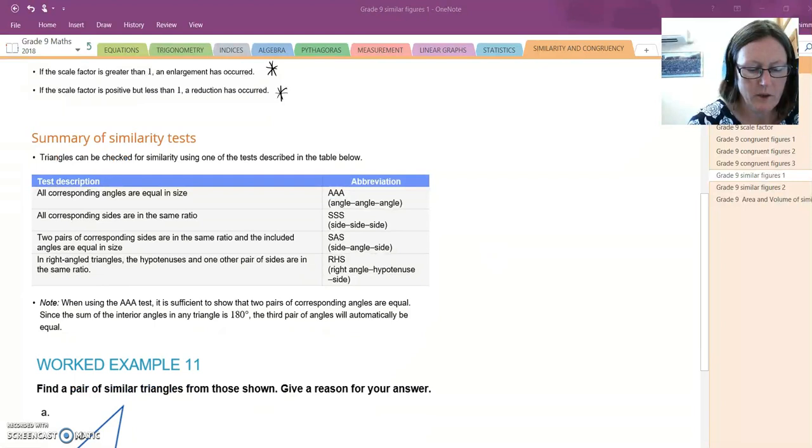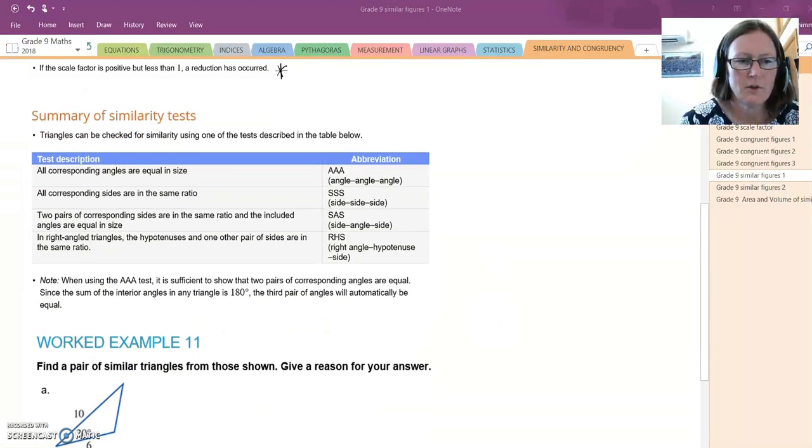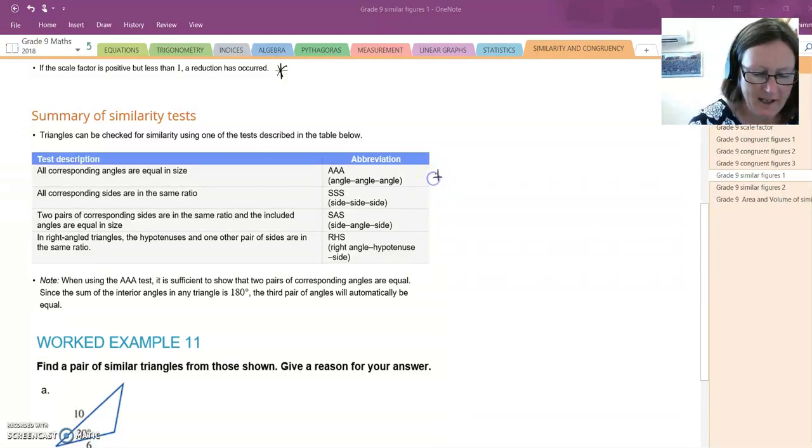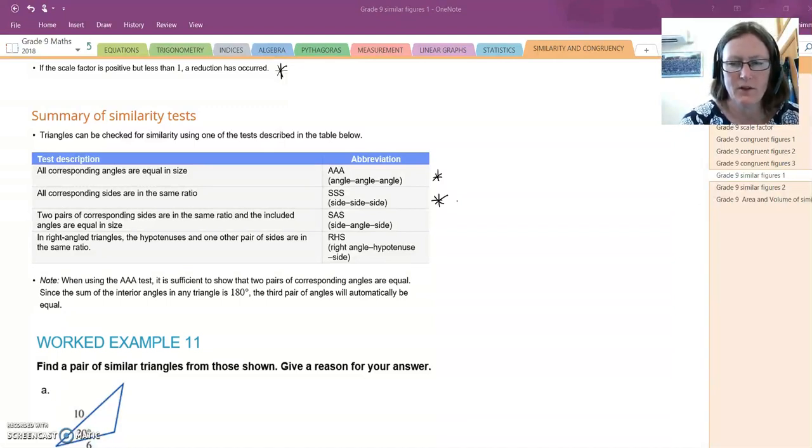Like congruent figures, we have some tests for triangles. Triangles can be checked using one of the tests described below. If all corresponding angles are equal in size, is the first test, AAA. If all corresponding sides are in the same ratio, SSS. If two pairs of corresponding sides are in the same ratio and the included angle is equal in size, that's our SAS test. And the final test, the RHS test: in any right triangle, the hypotenuse and one other pair of sides are in the same ratio.